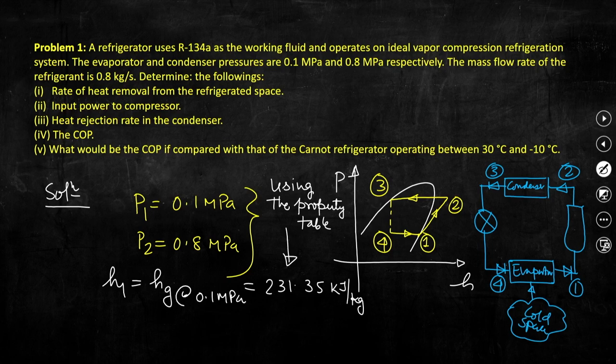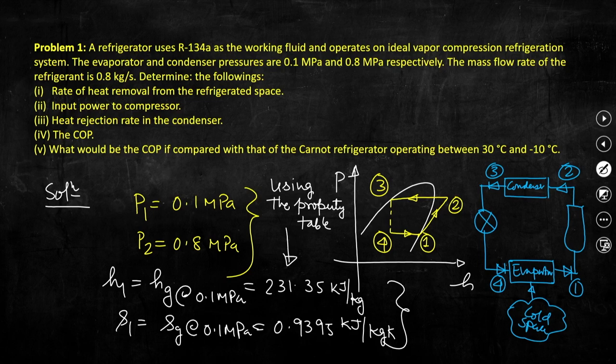Now, H1 is needed to calculate the amount of heat that should be extracted, provided H4 is known. What about S1? S1 equals Sg at 0.1 megapascal, and that is equal to 0.9395 kilojoule per kg Kelvin. These two we can calculate using the property table for this particular refrigerant, R134A. Why are these two important? Because entropy is also important to calculate, since for this process entropy is constant.